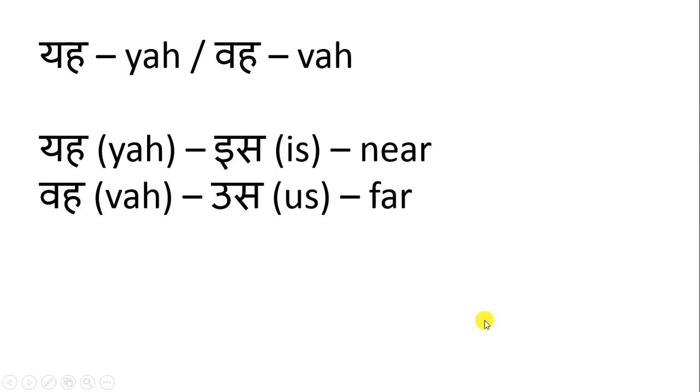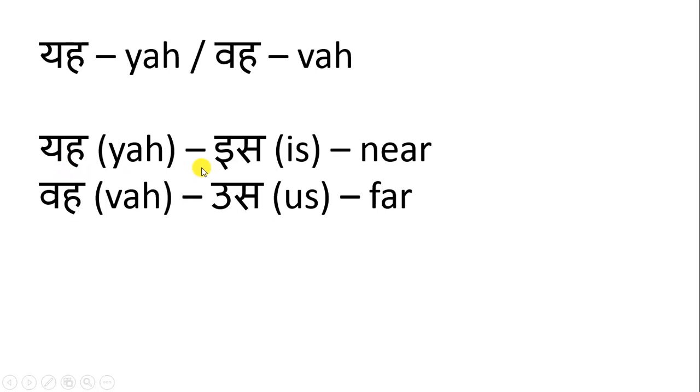And in this lesson, we will learn about formation of past tense sentences for third person pronouns. Alright? Now, you know about the usage of yah and vah. Yah is used for he when the person is near to you. Yah is also used for she when the person is near to you. In the same way, vah is used for he when the person is far away from you. And vah is also used for she when the person is far away from you.